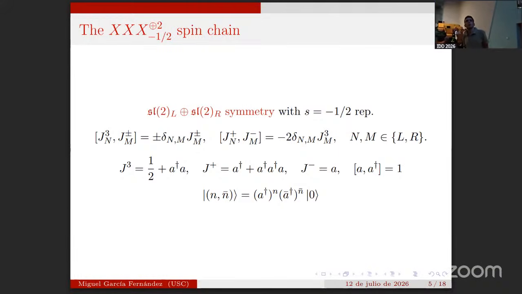In particular, it is spanned by all states with a fixed number of excitations, and this can be represented by acting with the bosonic creation operators on this ket 0, which is the lowest weight state of the algebra.